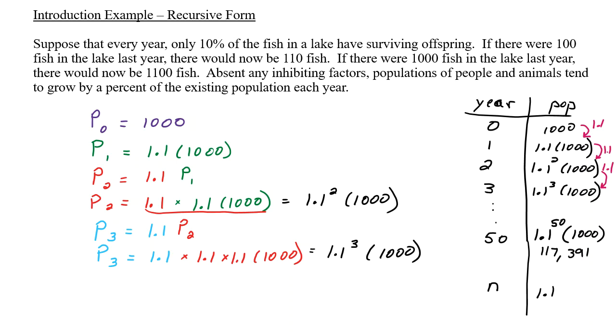Well, it's going to be 1.1 to the nth power times 1,000. So we could write that over here, and we could say the population n years from now is 1.1 to the nth power times 1,000 for this particular model. Now let's think about what this 1.1 is in general, because that could change depending on the situation, and what is this 1,000? So remember, the 1,000 was the initial population, and the 1.1 was the growth factor.